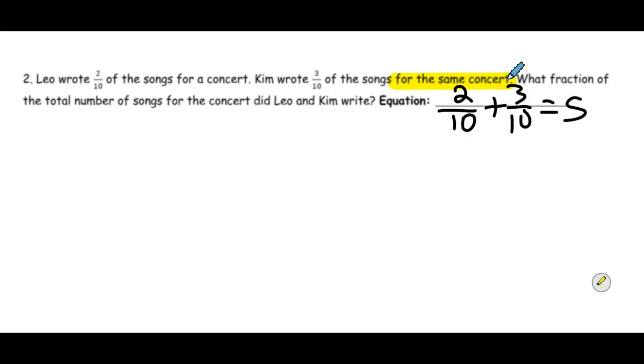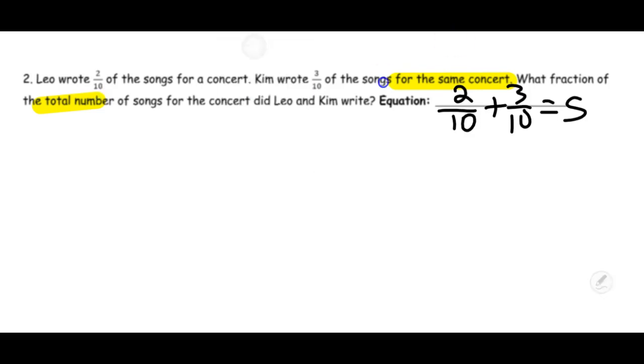So we know the concert has about 10 songs because we're talking about tenths. So of those 10, Leo wrote some, Kim wrote some for the same thing. We're not saying that she wrote some of his, it's adding the two together. And our other clue is total number of songs that they write. So same thing as last time.